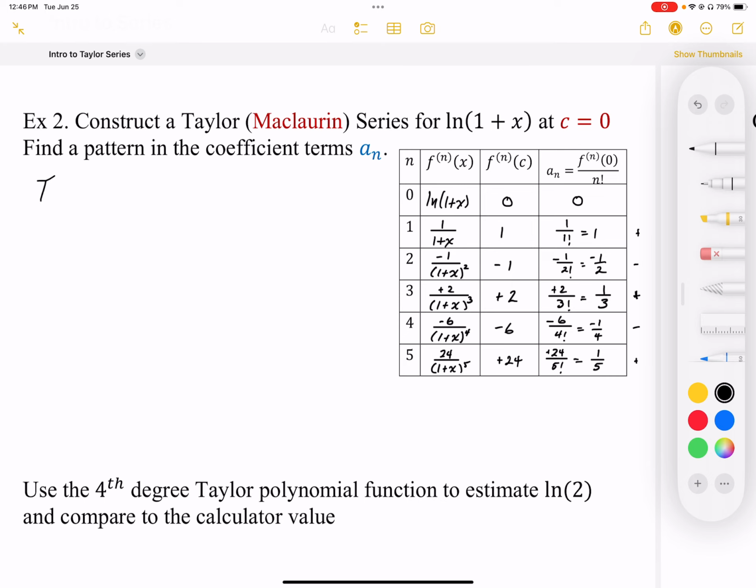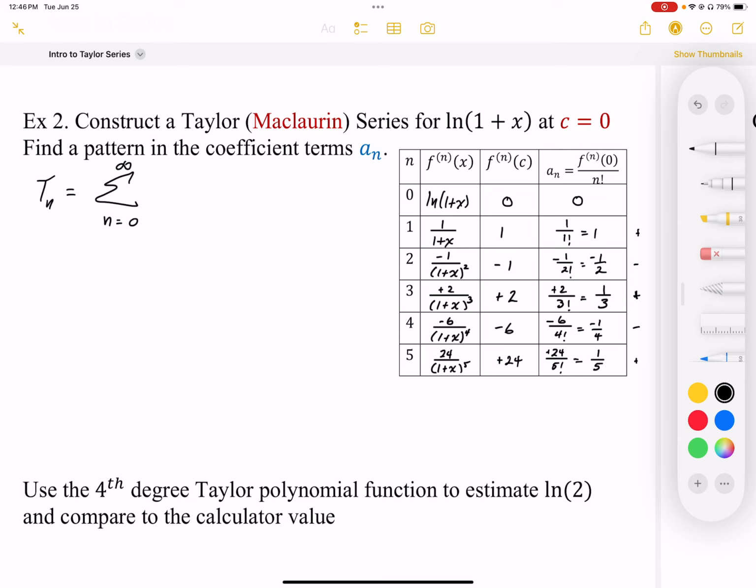So we can say that our Taylor polynomial is going to be in sigma notation. Again, this is hard to write in sigma notation, and we need to find this pattern of coefficients for an. But since we can probably figure out that pattern, we're going to write this in sigma notation.